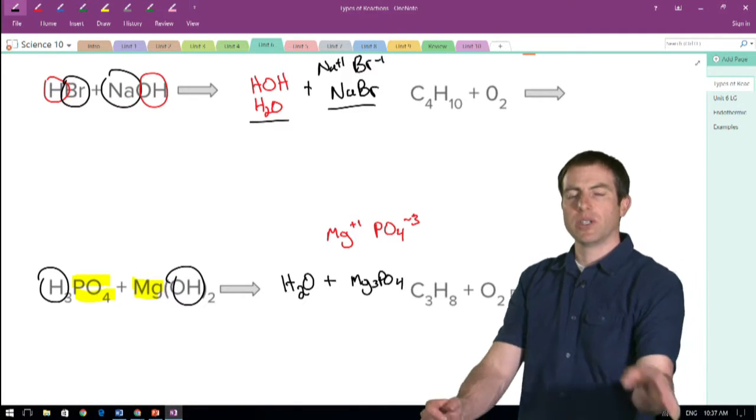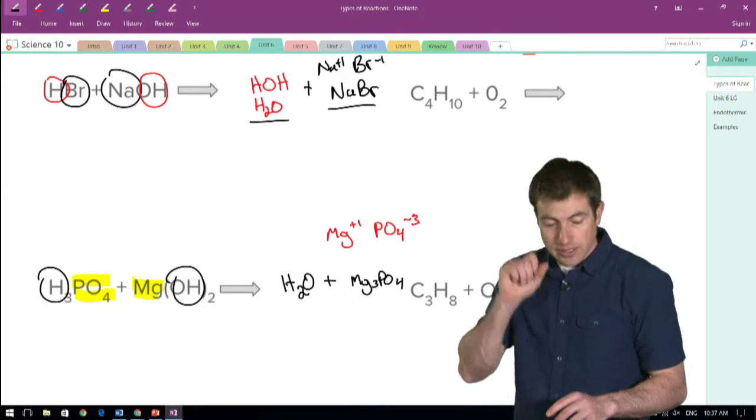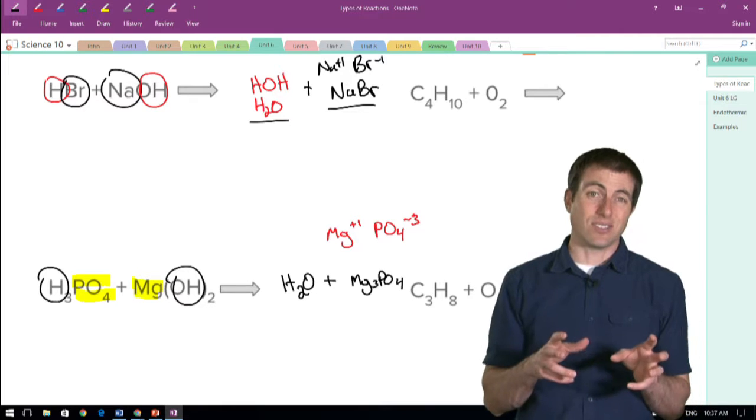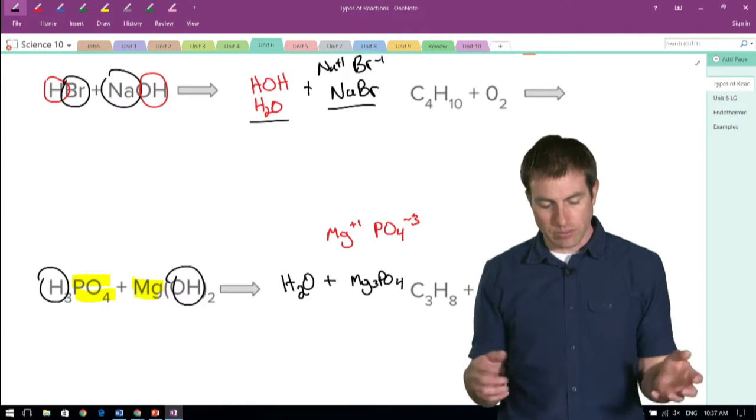These are going to be a little bit more difficult to recognize until you get into Unit 5 and you're really confident with acids and bases. But for now, acids start with an H, bases end with an OH. You have acids and bases.